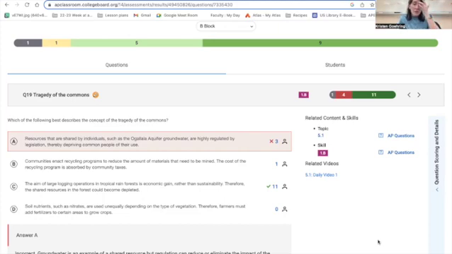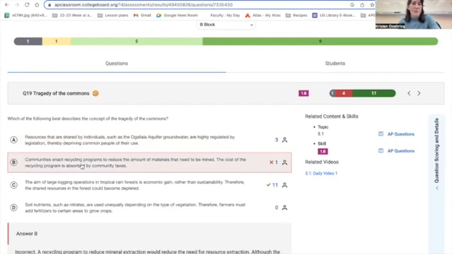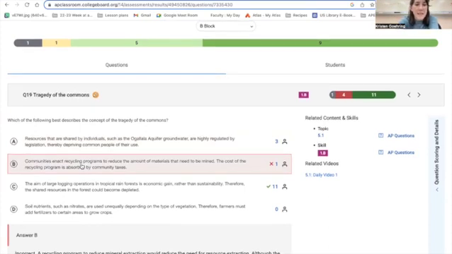So looking at A, which was our most popular wrong answer, resources shared by individuals such as the Ogallala Aquifer are highly regulated by legislation. So that highly regulated by legislation means that it's not a tragedy of the commons. While that may be a really rough thing for some people not being able to access it, it's not the tragedy of the commons because we do have a common resource, but it is being regulated. So this is not a tragedy of the commons scenario. Communities enacting recycling programs to reduce the amount of materials that need to be mined.